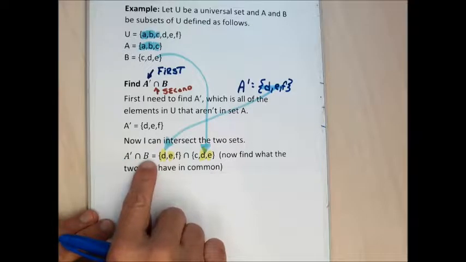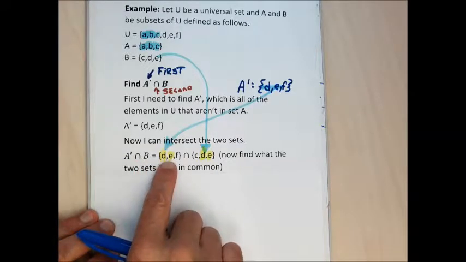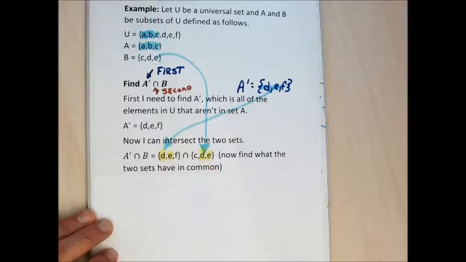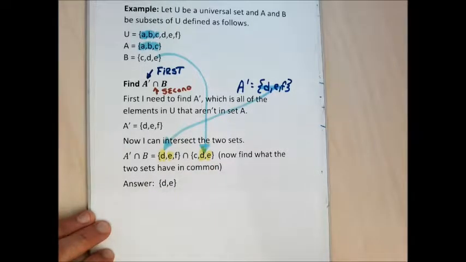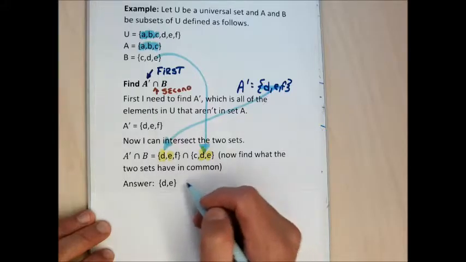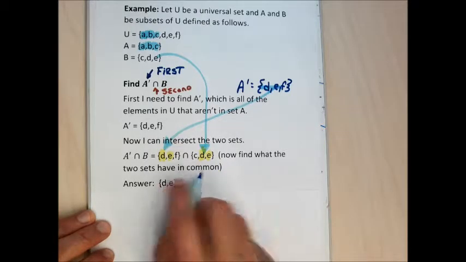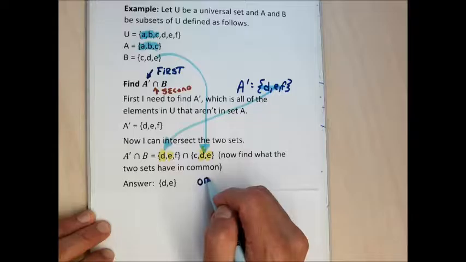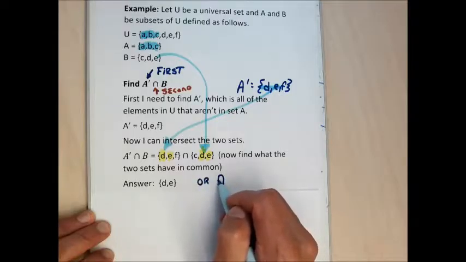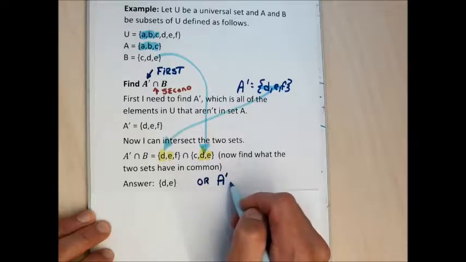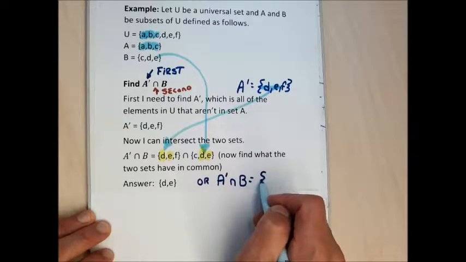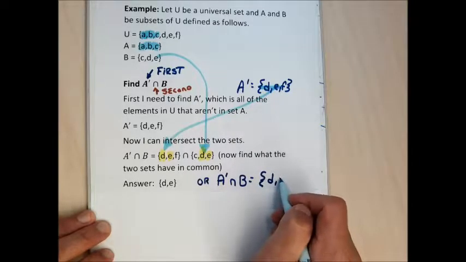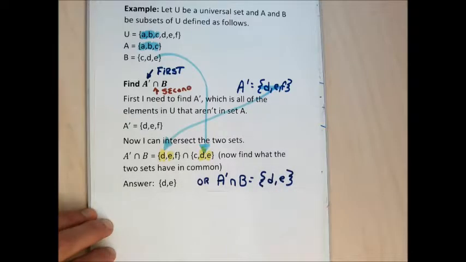So A complement intersection B is what the A complement set and the B set have in common, and what they have in common is D and E. So for an answer, I just wrote the set D, E. This is completely fine. This is probably how I would generally write the answer. If you wanted to, you could write the problem and then the answer, so you could write that A complement intersection B is the set that contains the letters D and E.